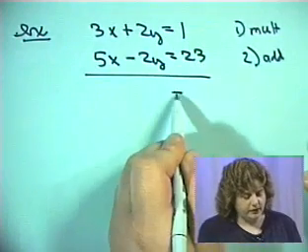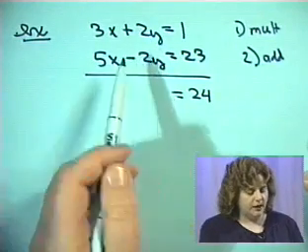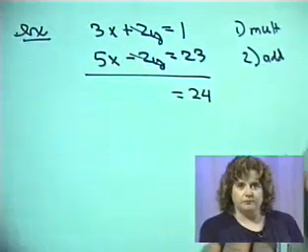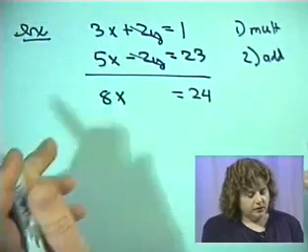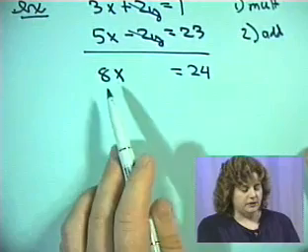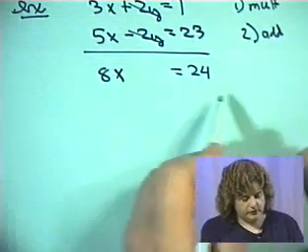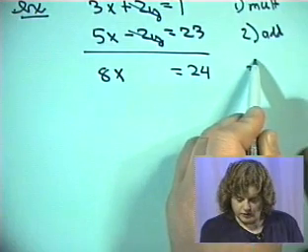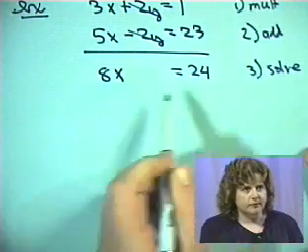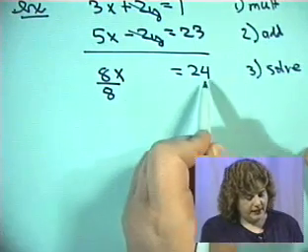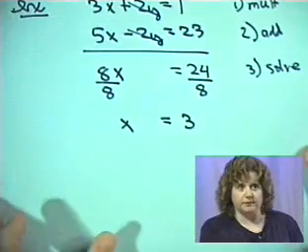1 plus 23 leaves us with a 24. 2y minus 2y leaves us with nothing. And here we have an 8x. So now we have a much simpler equation, 8x equals 24. And this is quite straightforward to solve, which is, of course, our third step. We'll divide each side by 8, and we'll have x equal to 3.